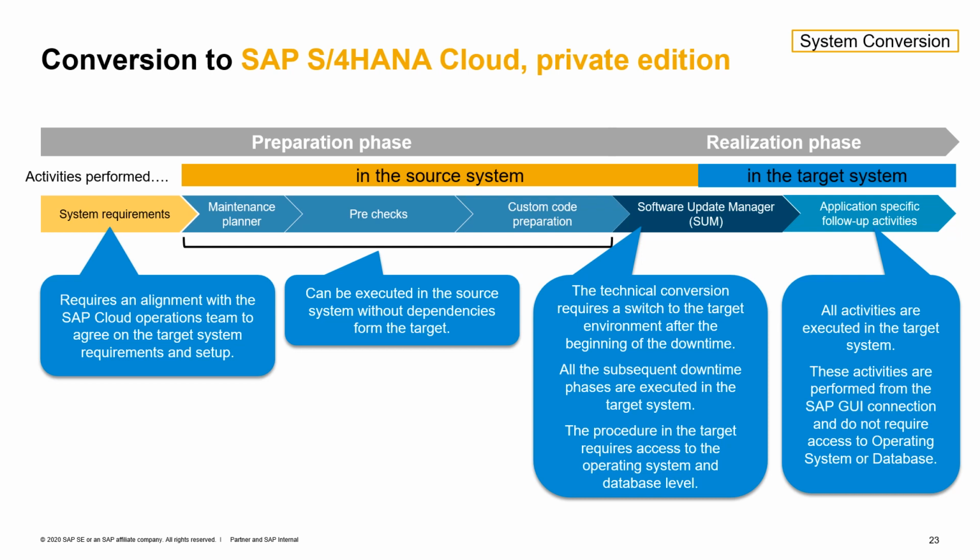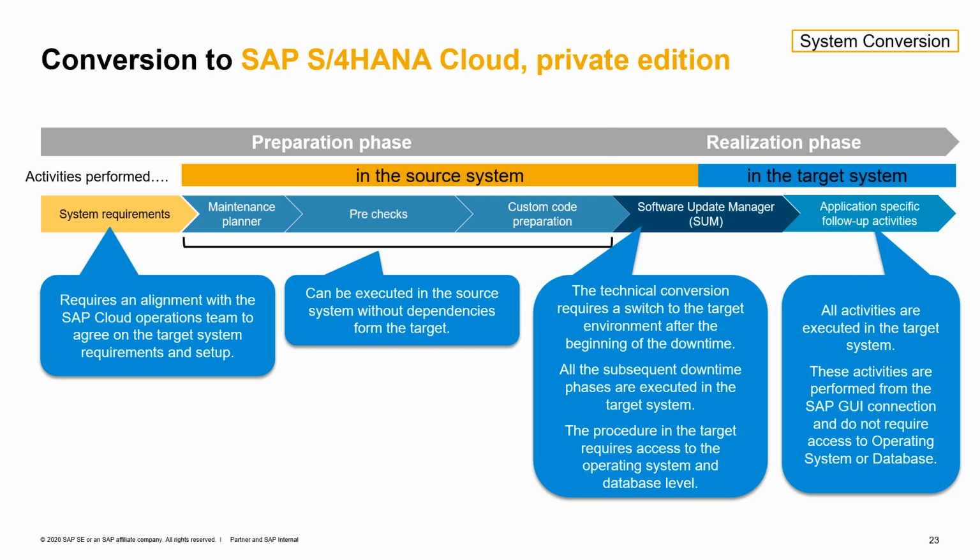A conversion consists of different steps, and the first important thing to distinguish for our purpose are the activities performed in the source system, which is the customer current environment, and those on the target system, that is the private edition.